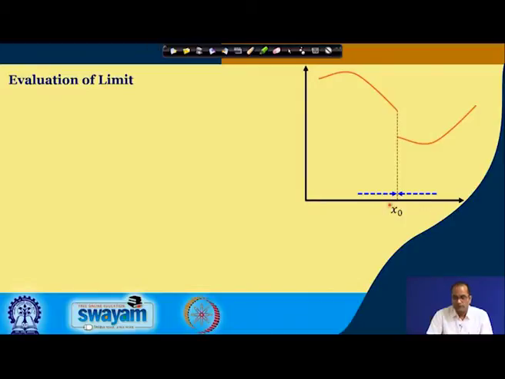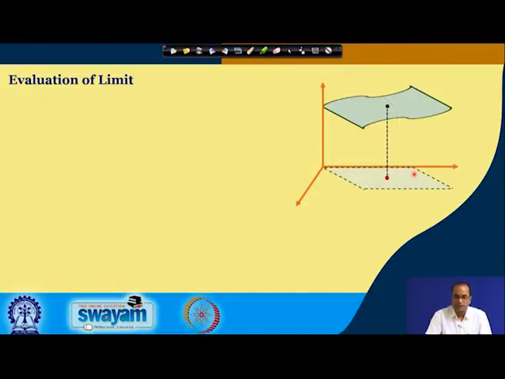So, while talking about the limit for a function of a single variable, we had two paths to approach a particular point, here x0 on the x axis, like in this case. So, we can approach this point from the right side, or we can approach from the left side, in case of functions of a single variable.